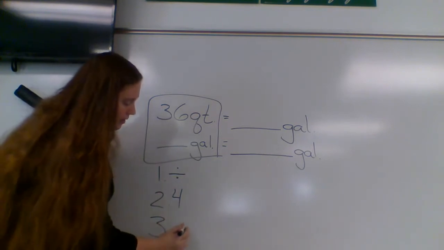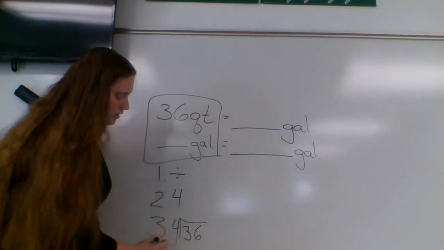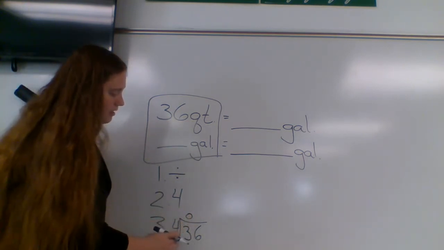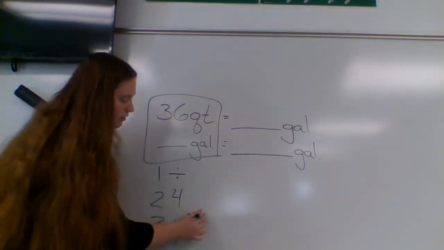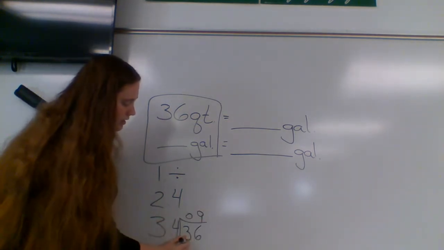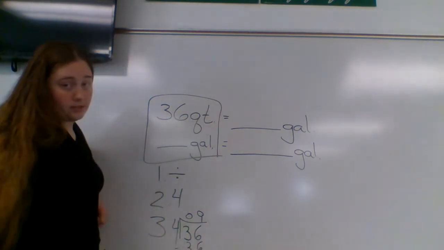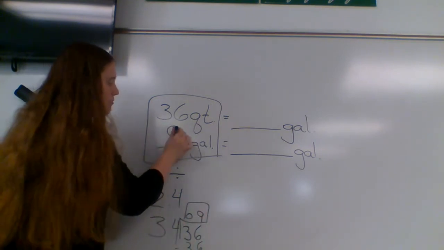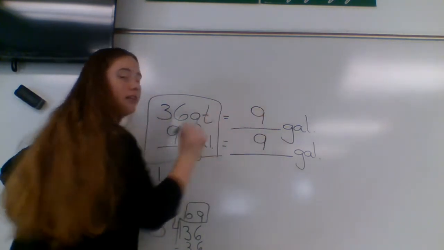So let's go ahead and do that right here. I have 36 divided by 4. And 4 will go into 3 0 times, and 4 will go into 36, maybe 9. 9 times 4 is 36, which is equal to 0, and 9 is my answer right here.